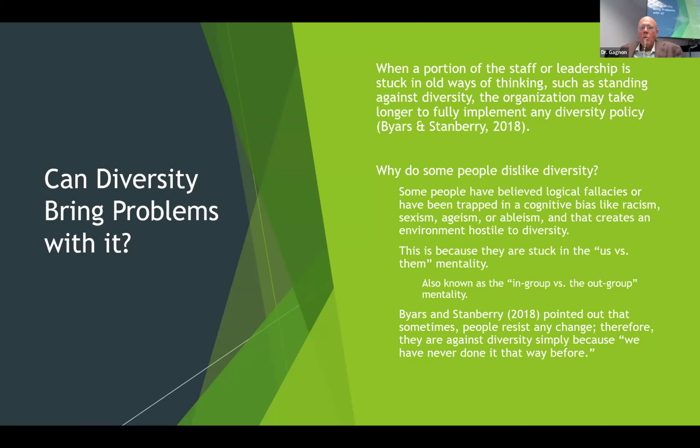So, moving on here. This is because they are stuck in the us versus them mentality. The us versus them can literally be based on anything. In racism, it's people that look like me. In gender, it's people who have my same gender. And you can base this on religion. You can base this on political party affiliation. You can base it on so many things.